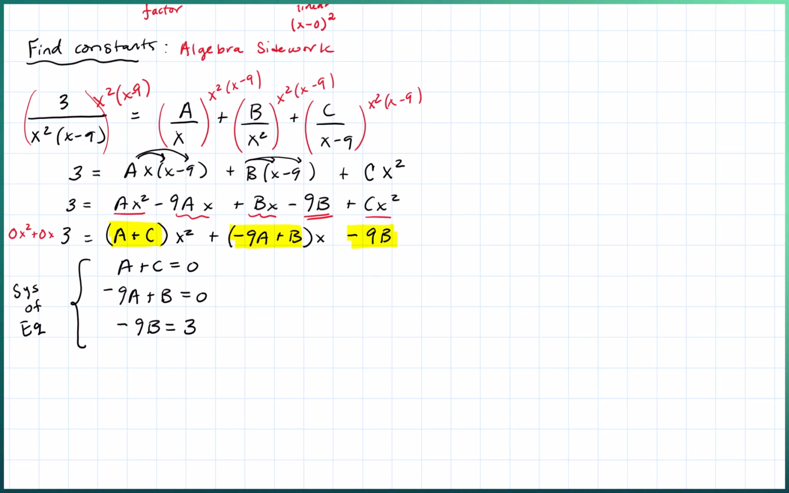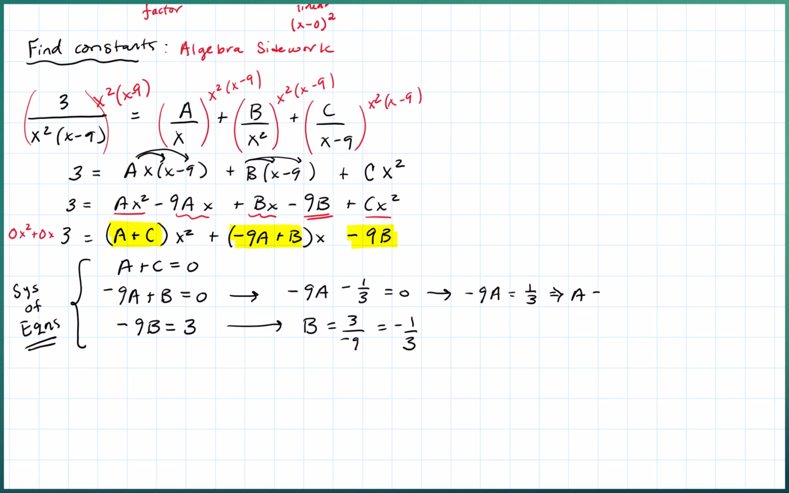We use our algebraic techniques to solve systems of equations. We can use substitution or elimination. Substitution is going to work real nicely here because we know from the last of those equations that b has to be equal to 3 over negative 9 or negative 1/3. And then we can just start working our way back up. So then on the next equation, negative 9a plus b, so minus 1/3 equals 0, which means negative 9a equals 1/3, divided by negative 9, and a is equal to negative 1 over 27.